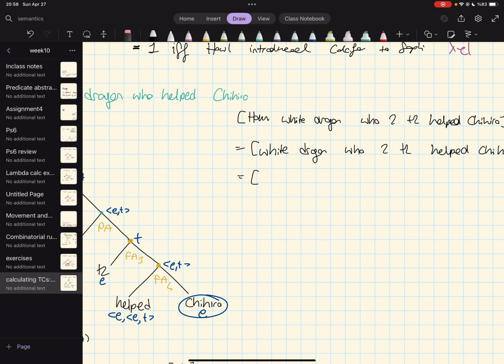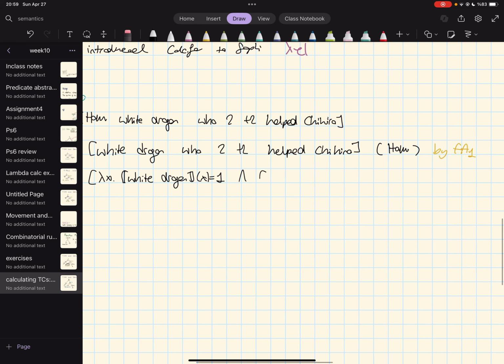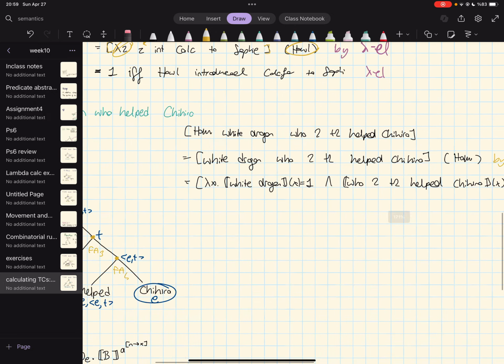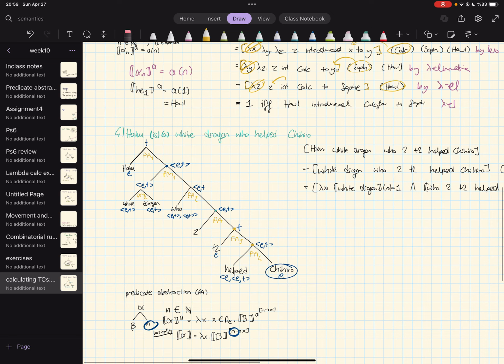Remember predicate modification, I need the lambda x such that the first bit, white dragon, x denotes 1, and who T2 helped Shiro, x also denotes 1, because the brackets, we also have the argument Haku. So this was by predicate modification. Okay, now that we've done this, let's take a look at our next step.